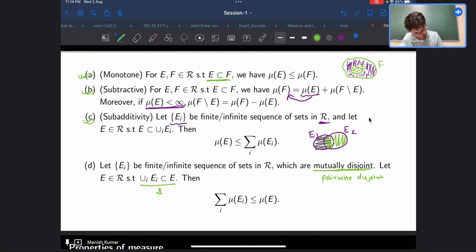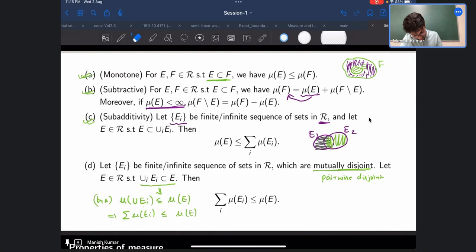So suppose this is there, then by property A, you have that mu of the union of Ei is less than or equal to mu of E. And the moment you say these are pairwise disjoint, you can write it as the summation of mu of Ei. So this is by A, and this is by definition.